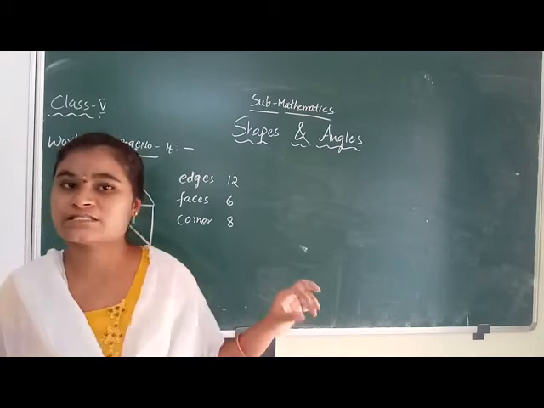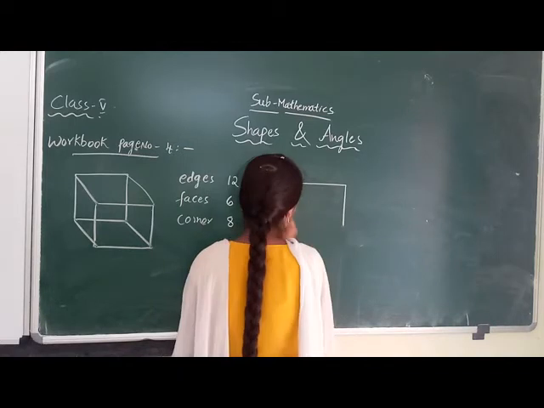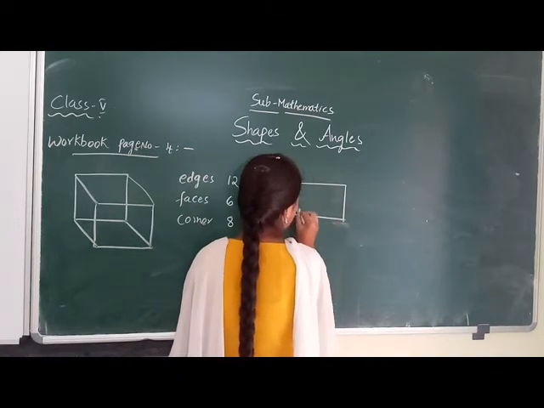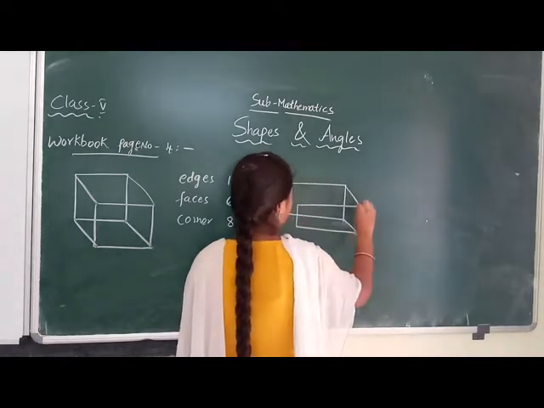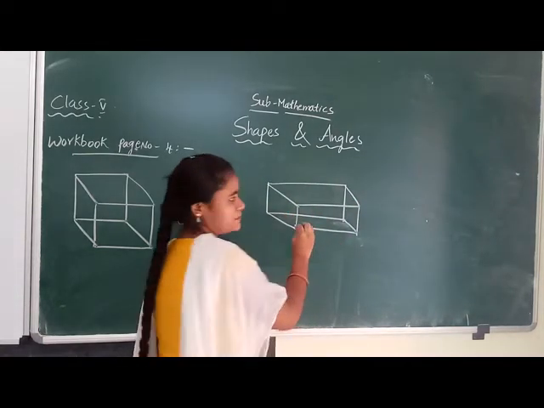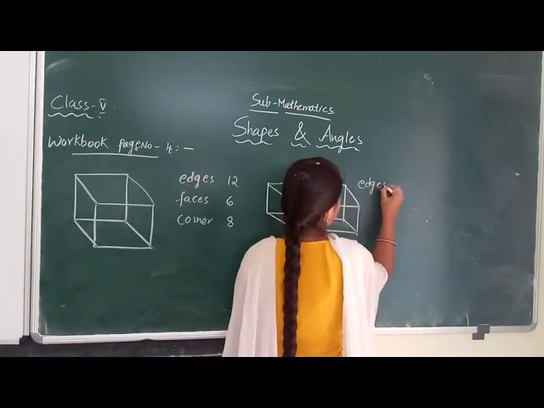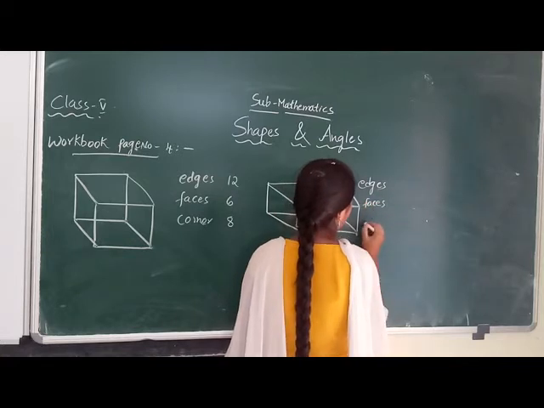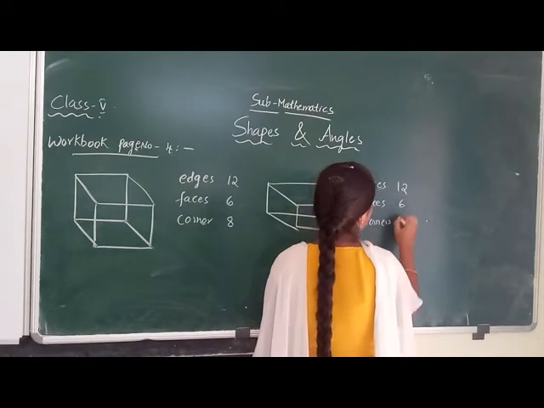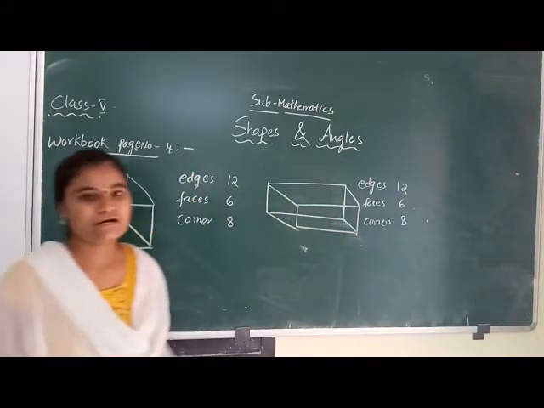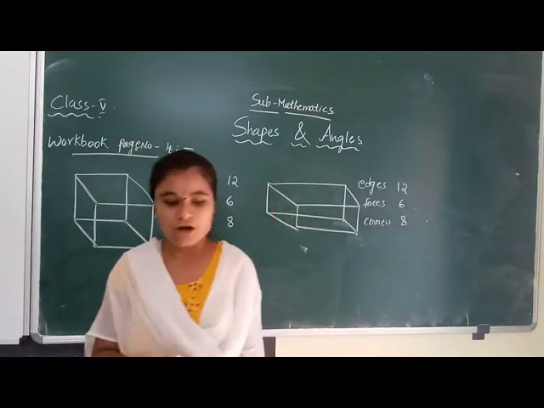Next, that cookies box is a cuboid. Cuboid, this one. This one also has edges, faces, corners. 12 edges, 6 faces, 8 corners. Okay, ma'am? In a cuboid also 12 edges, 6 faces, 8 corners.